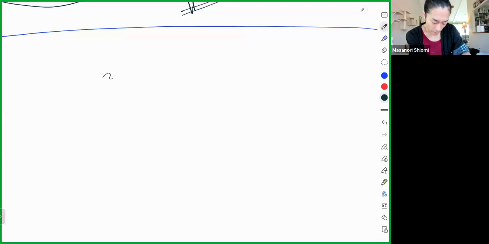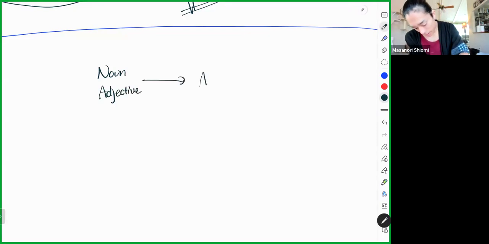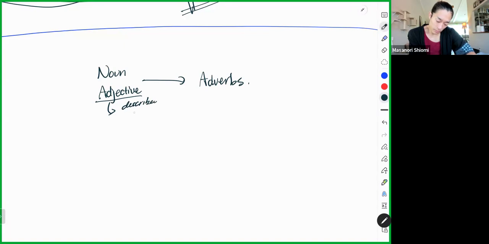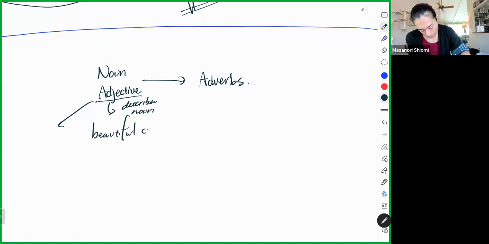This grammar point is about changing either noun or adjective to adverbs. Now, let's review what these words mean, okay? Adjective describes nouns, like beautiful car, 綺麗な車.